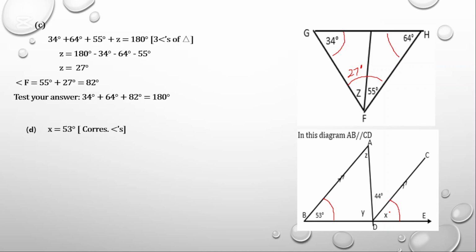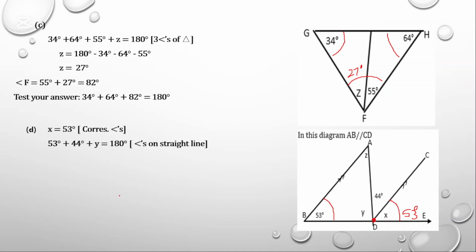So X is equal, you see here, X is equal to 53 degrees. Y, corresponding angles. So we have X now, 53 degrees. Now we can find Y, because we know that we have a common vertex here and three angles, when they are adjacent, add up to 180.